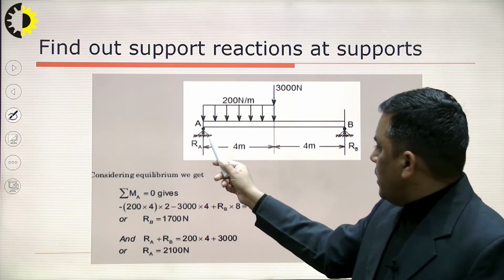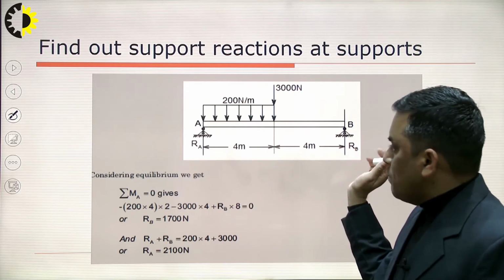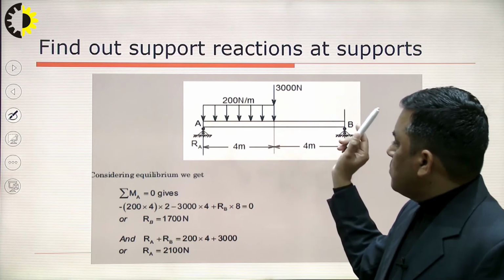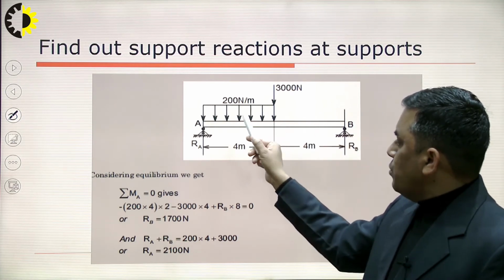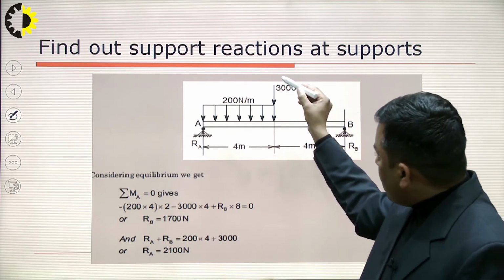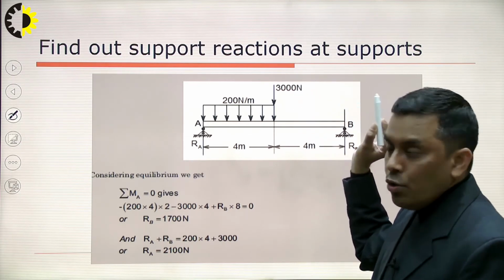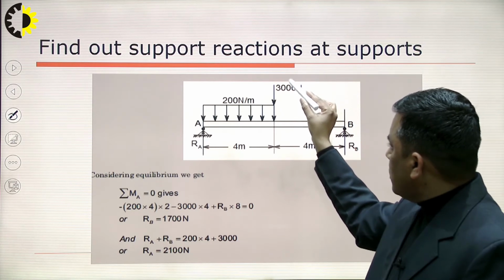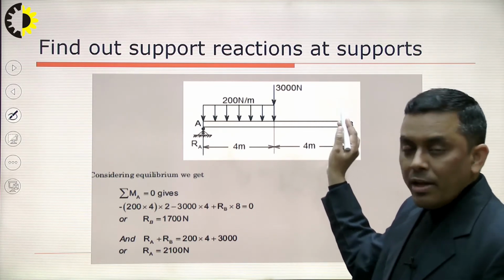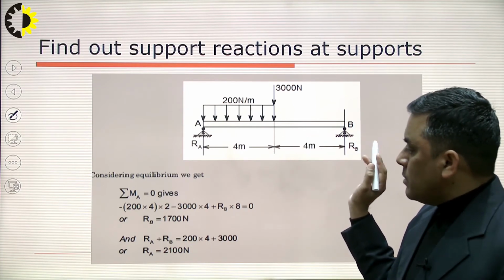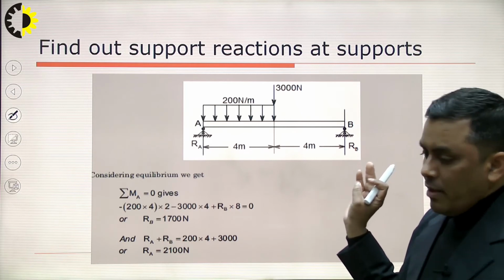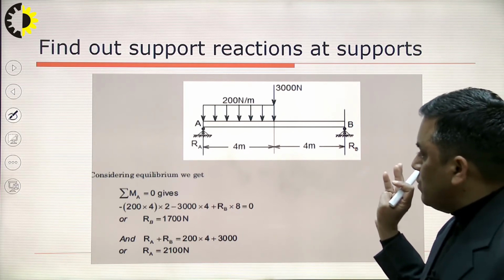At points A and B, these are simple supports, and from A to the midpoint of the beam, a UDL of 200 Newton per meter intensity is acting. At the midpoint there is a vertically downward load of 3000 Newton. For finding the support reactions, we have three equations of equilibrium. We can apply any of these three: sigma Fx, sigma Fy and sigma M equal to 0.